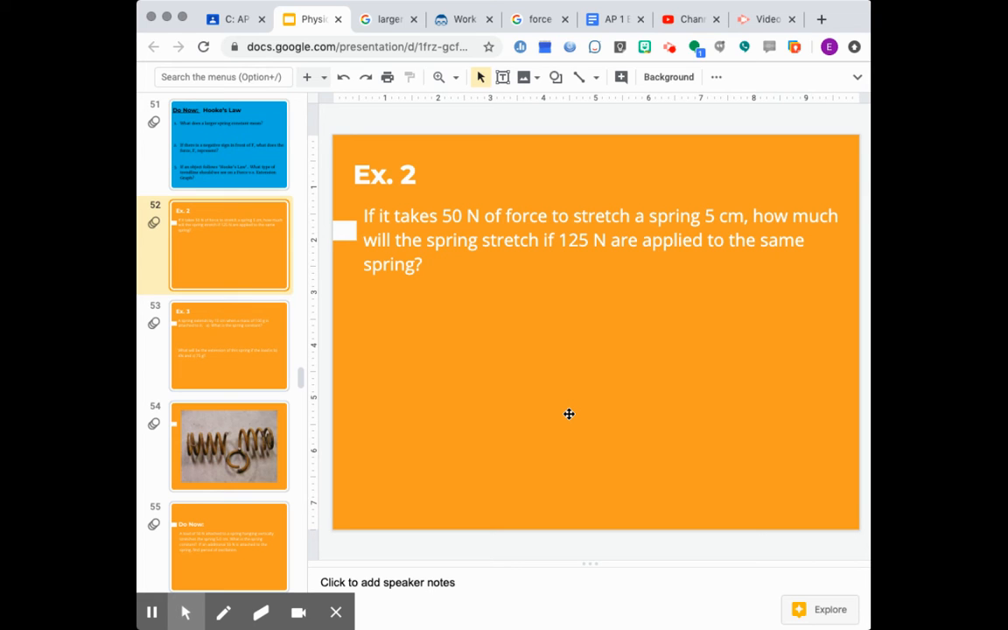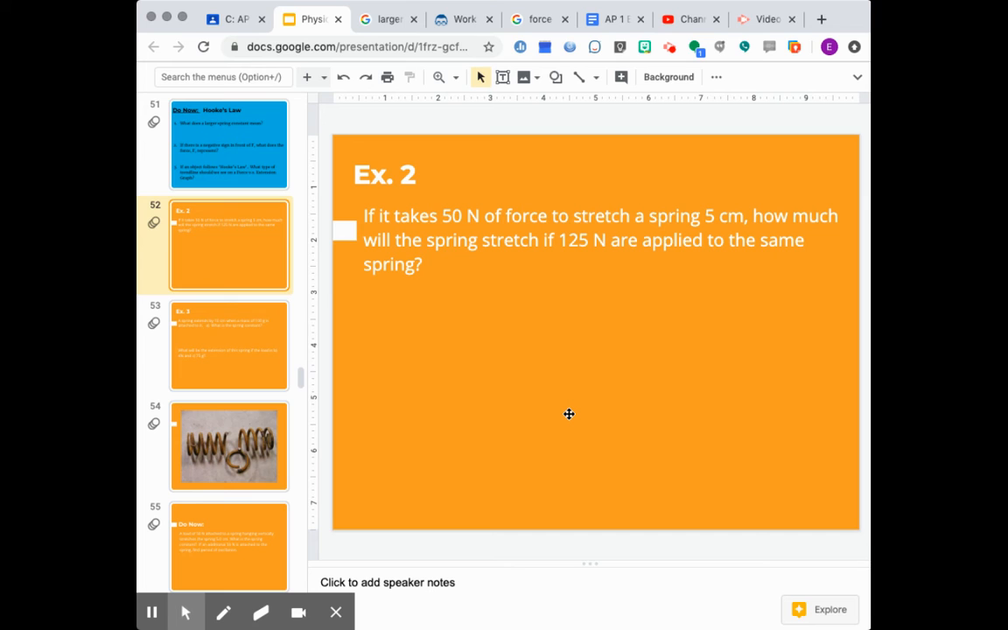So example 2. Our first example was from the previous video on Tuesday. We're going to talk about example 2 and 3 today. If a 50 Newton force is required to stretch a spring 5 centimeters, how much will the spring stretch if 125 newtons are applied to the same spring?